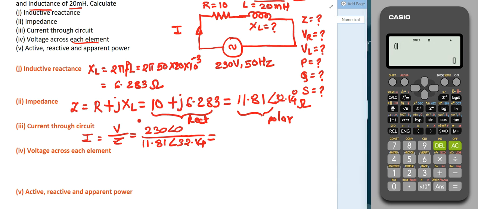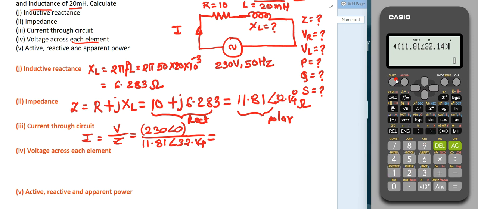For a numerator value, you can put in the bracket. So I want 230 shift at an angle of 0, bracket complete, divided by, in second bracket, 11.81 shift at an angle of 32.14.